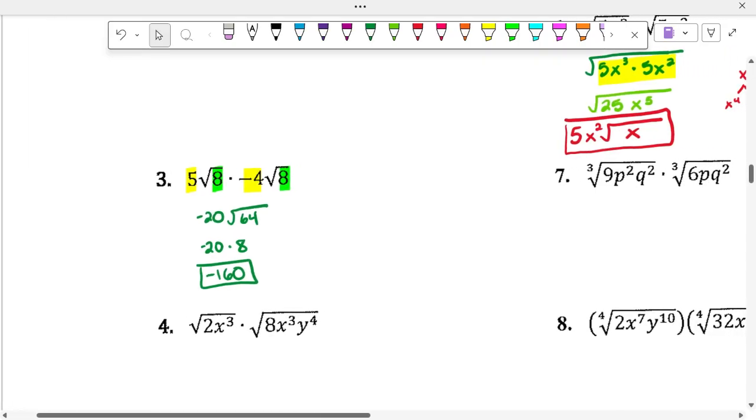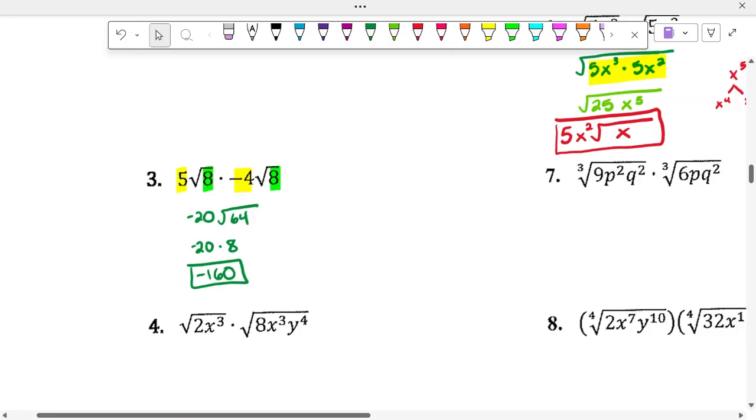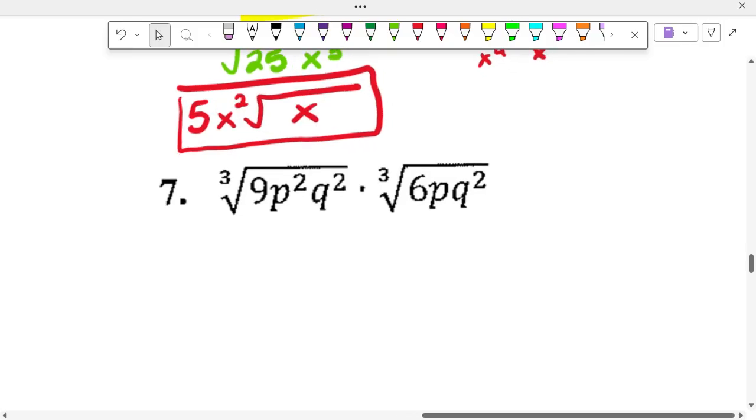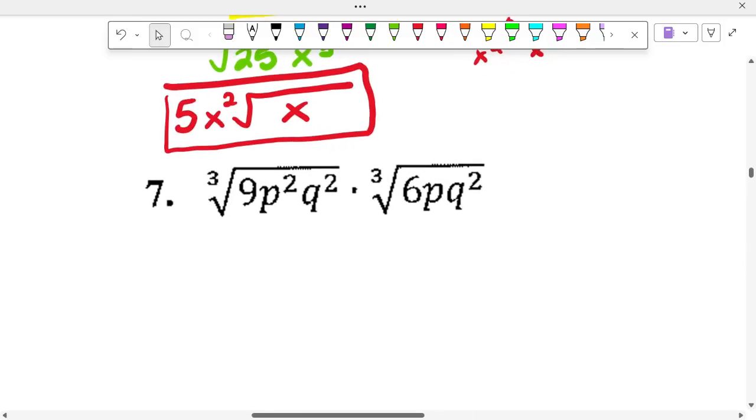Any questions with the square root aspect? All right, let's look at non-square roots. Let's look at 7. So now we're dealing with what type of root? Cube root, so groups of 3. So we're going to do the multiplication first.